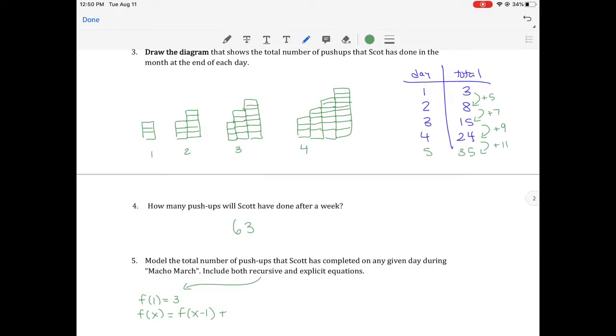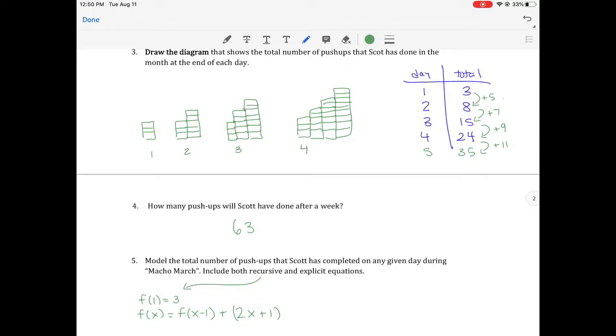So you want to associate the 5 with the number 2, the 7 with the number 3, the 9 with the number 4, the 11 with the number 5. So how do we associate that? The way that I see it is I see that as 2x plus 1. It's double that number and 1 more.